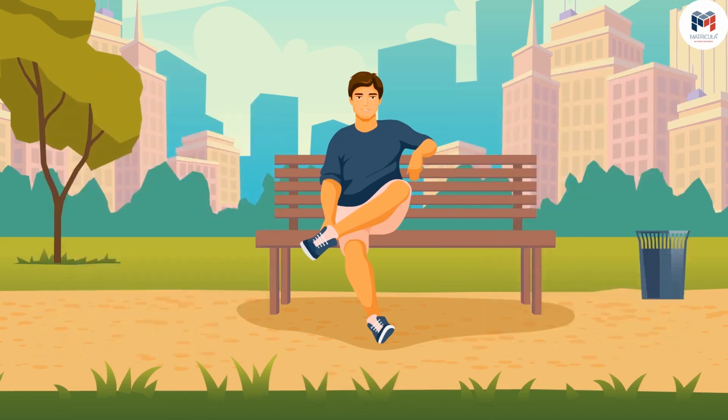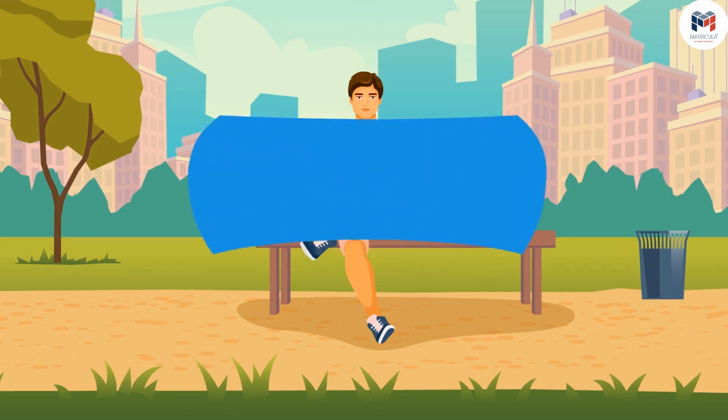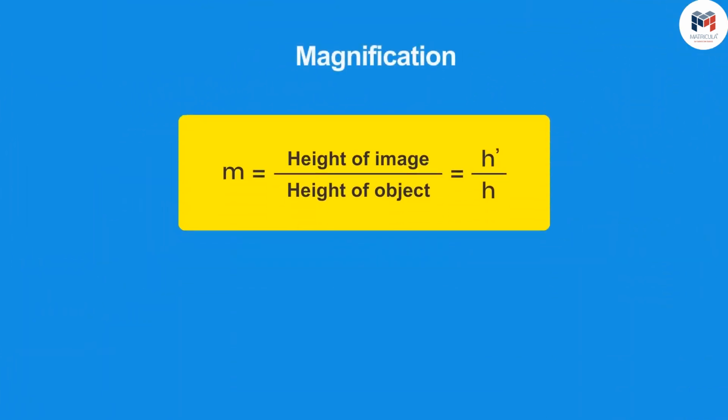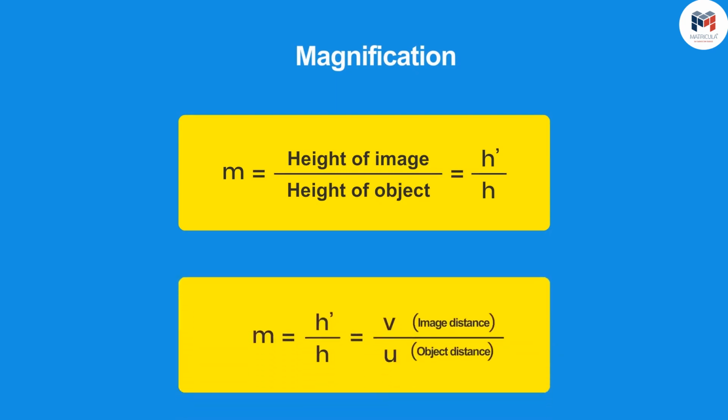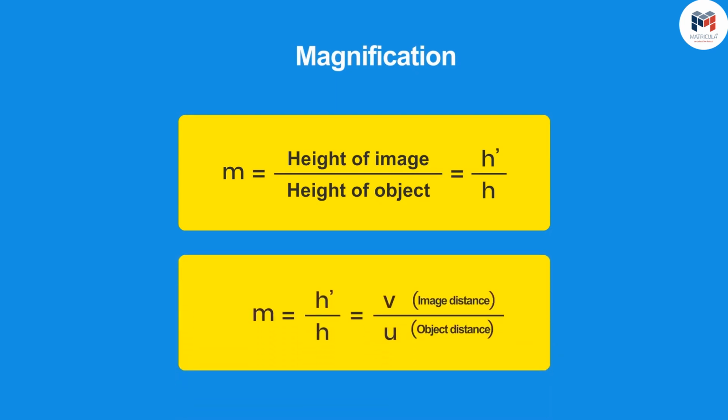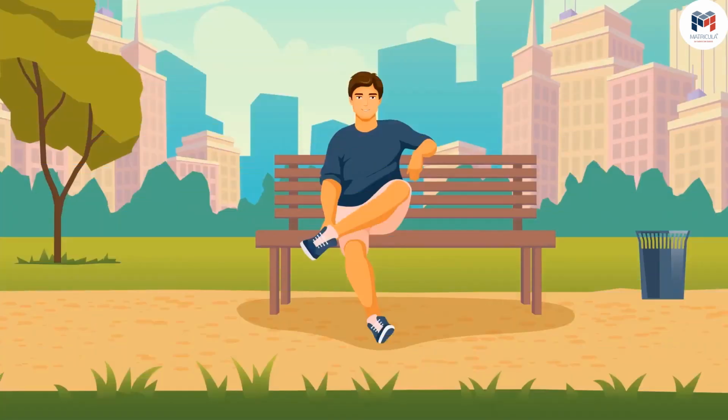With the lens formula, there is another property which we know by the name of magnification. Like in case of a mirror, it is the ratio of the height of the image to the height of the object, which indicates how large or small the image is compared to the object. This mathematical relation shows the magnification of the lens. It can also be represented in the form of the ratio of image distance to object distance. Let's move towards the next part of the video.